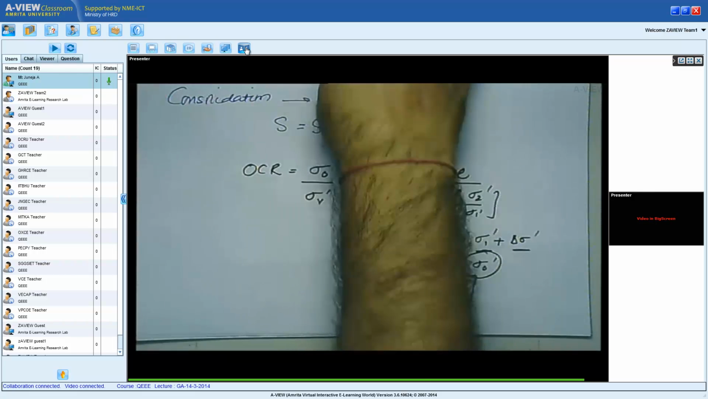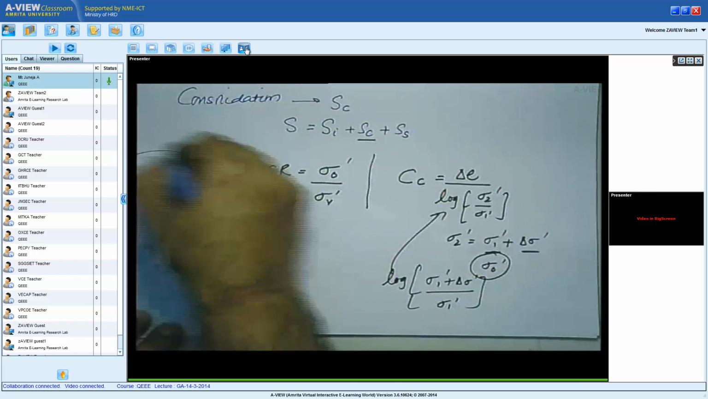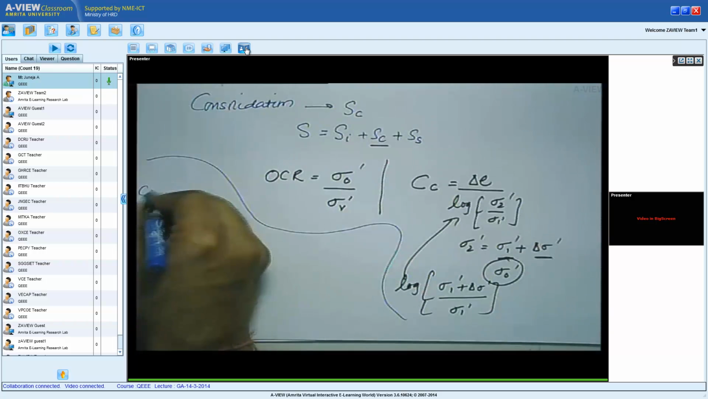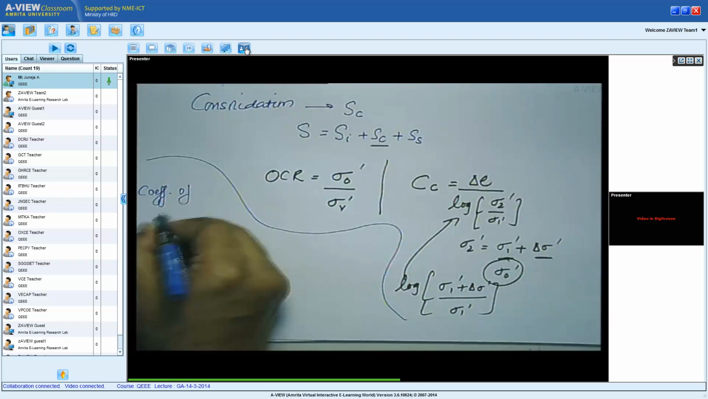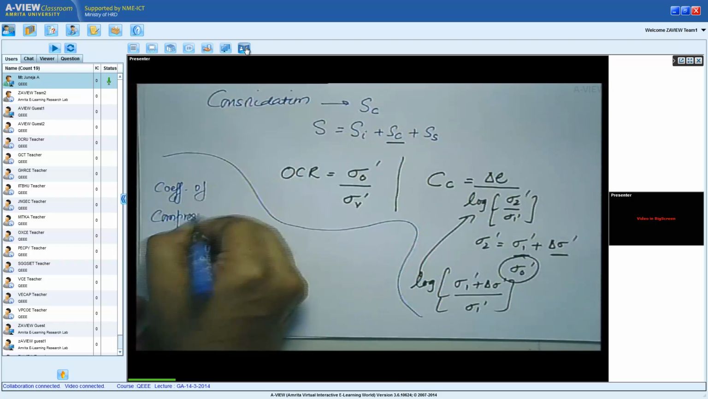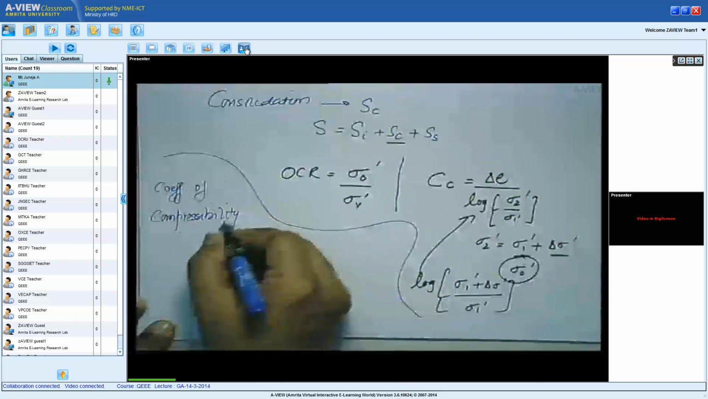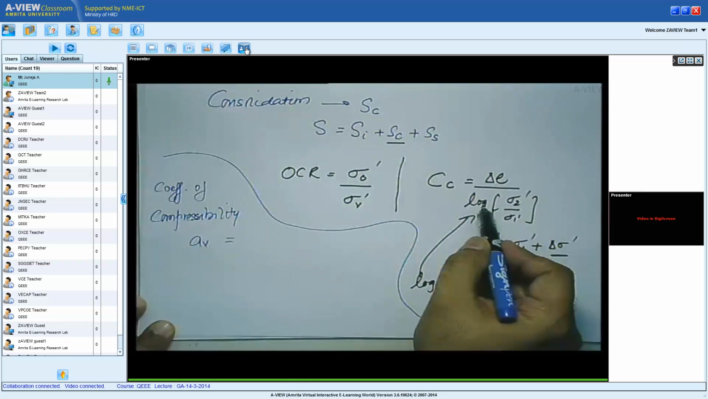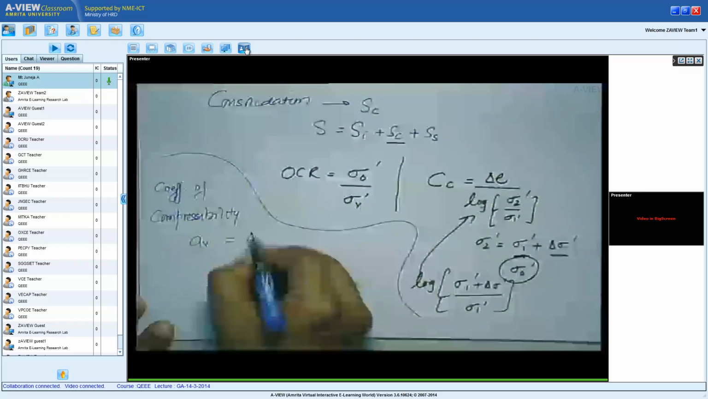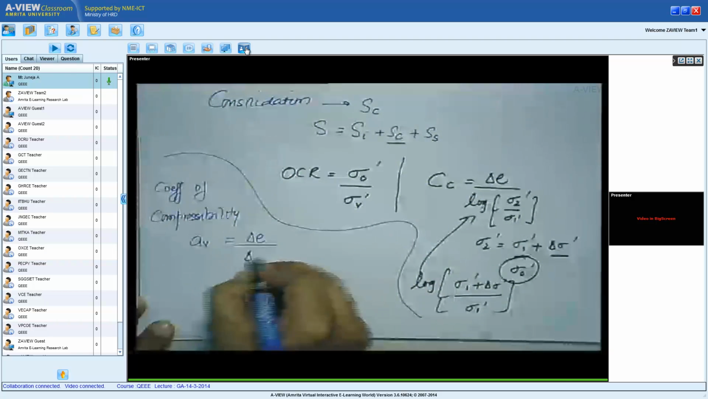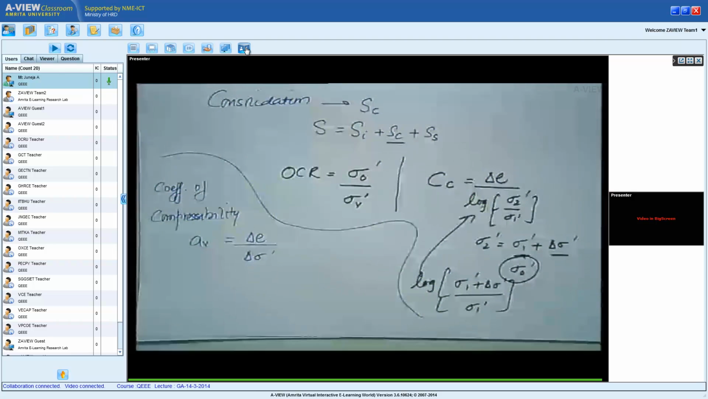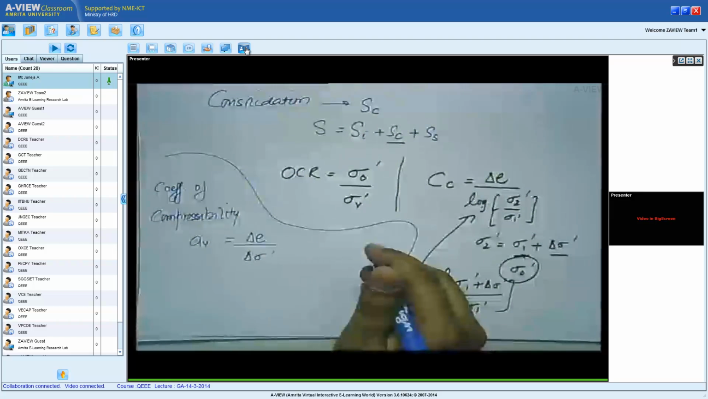The next definition we looked at was the coefficient of compressibility, and the usual representation is AV. AV was very similar to CC, but the horizontal, or abscissa, scale is not log. So AV is delta E over delta sigma prime. Remember, we always take prime, the effective stress, because consolidation depends on the effective stress, not the total stress.